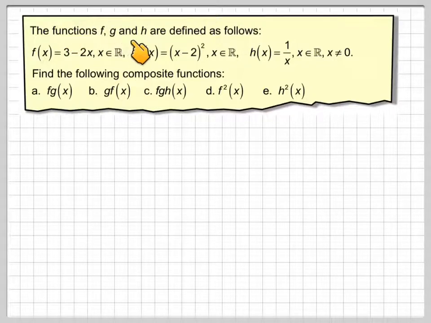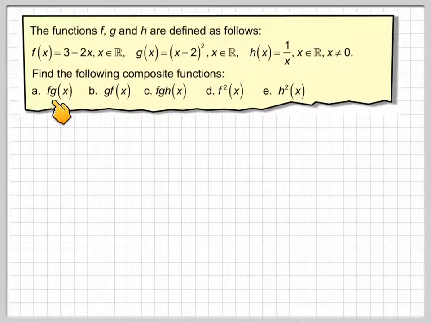Functions f, g and h are defined as follows. f of x is 3 minus 2x, x belongs to the set of real numbers. g of x is equal to (x minus 2) squared, x belongs to the set of real numbers, and h of x is equal to 1 over x, x belongs to the set of real numbers, but x cannot be equal to 0. Obviously we cannot put x equal to 0 in here.